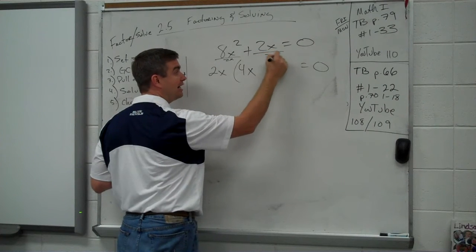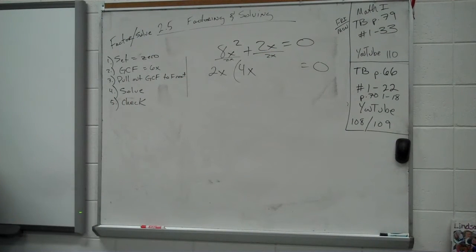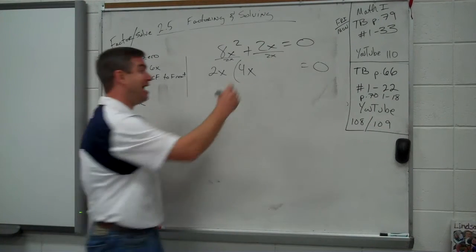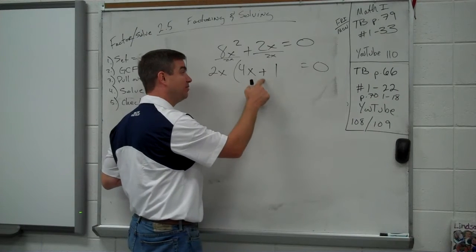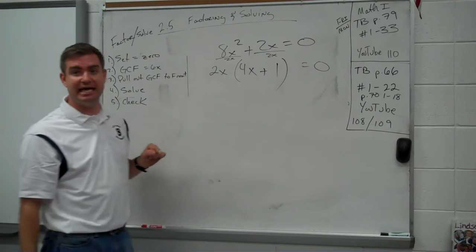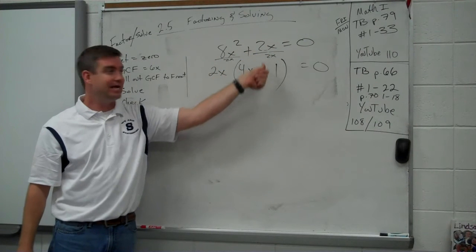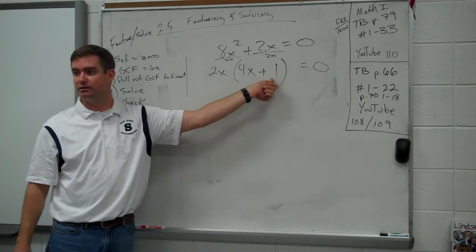What is 2x divided by 2x? It doesn't go away. What is 2x over 2x? 1. Very good. I see a lot of you holding up 1. So I have to put what's called a placeholder in there. I've got to say plus 1. It's 4x plus 1. When I pull out the GCF, and the GCF and that value are the same thing, then I'm going to get 1 in there.